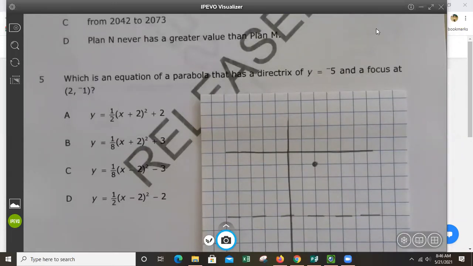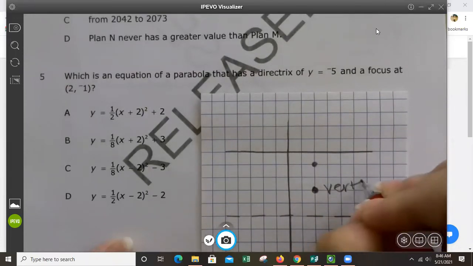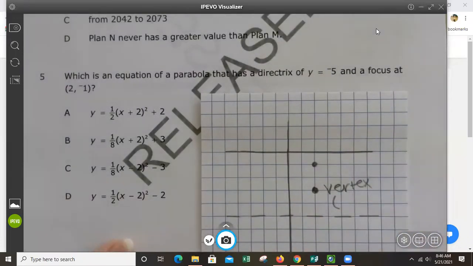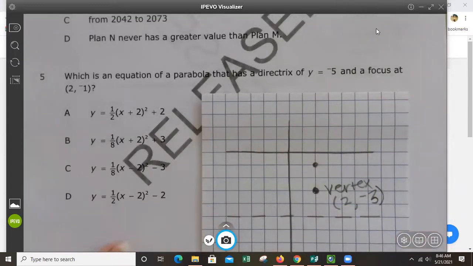For the focus, it's just the vertex. Exactly between it, right? Remember, that's the one key thing that we can get from here. Exactly between it is the vertex. That vertex is at 2, 1, 2, 3, -3. 2, -3. Everybody good so far? 2, -3.